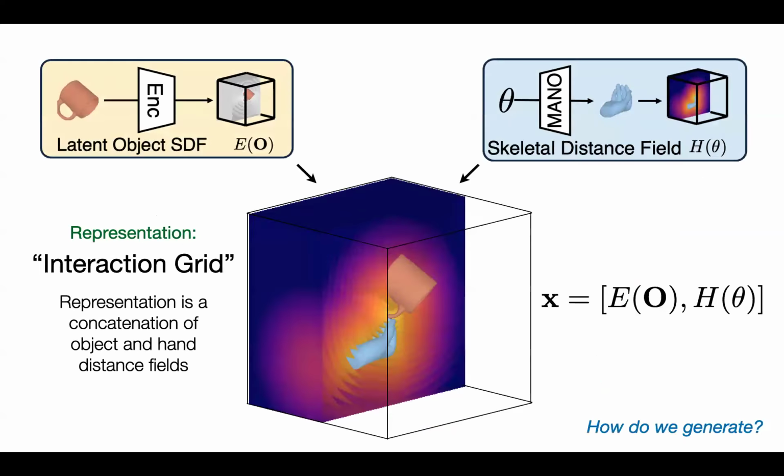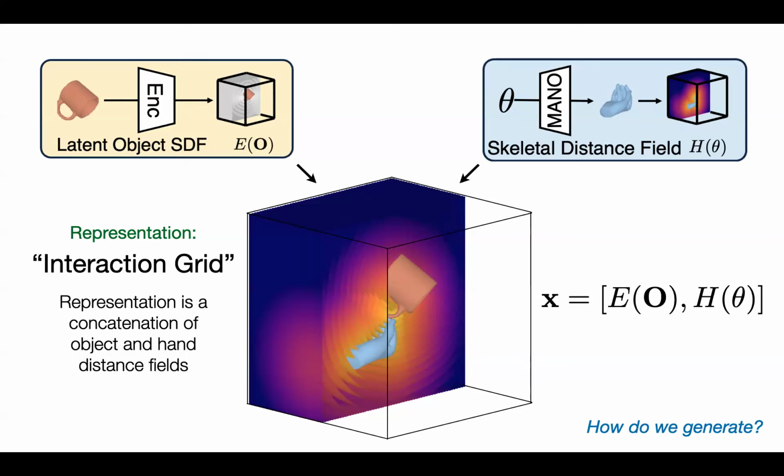All right. So the representation we use is called an interaction grid. It's going to be a representation that concatenates the object information and the hand information. For the object, we're going to compute a signed distance function, SDF, and then we're going to compress that using an encoder decoder. So we have some low dimensional representation of object shape.